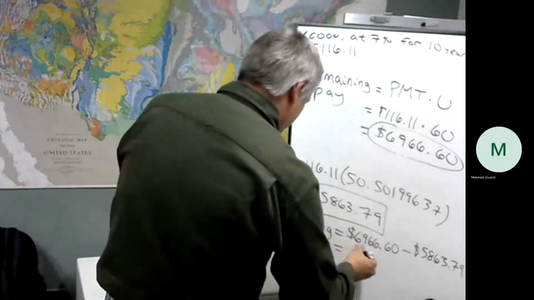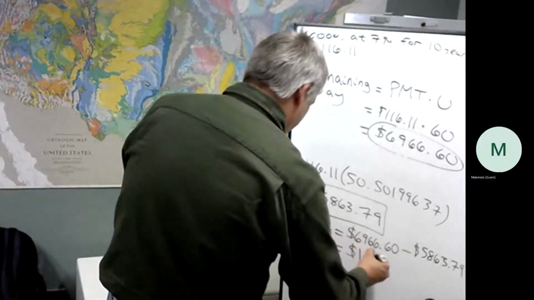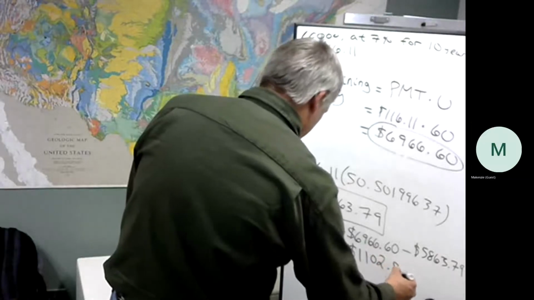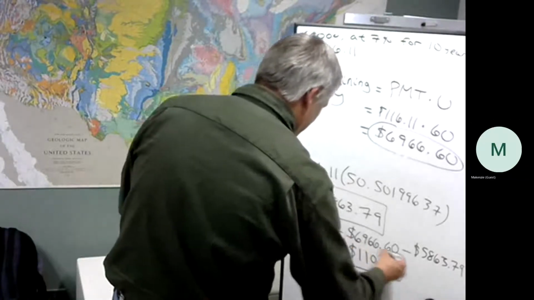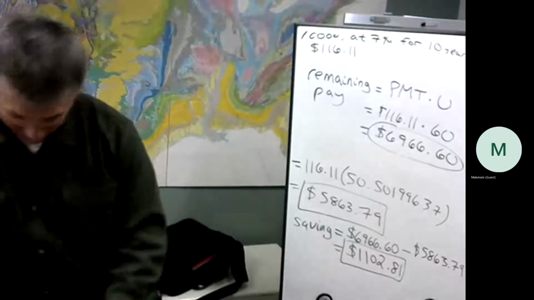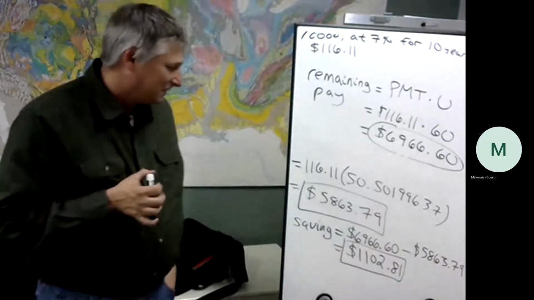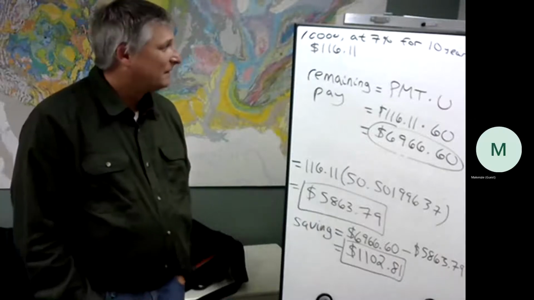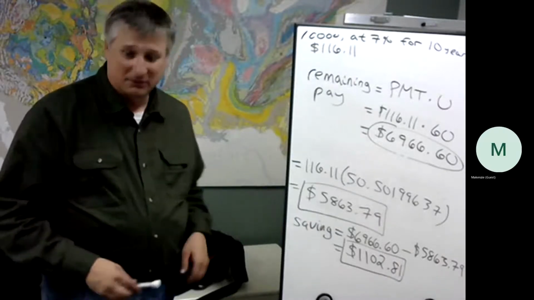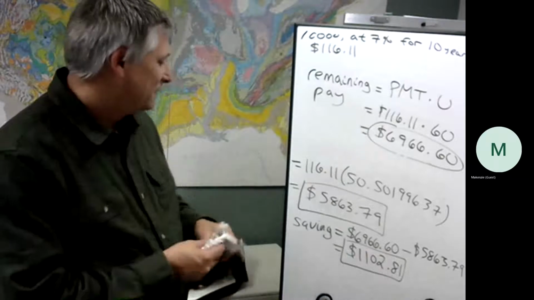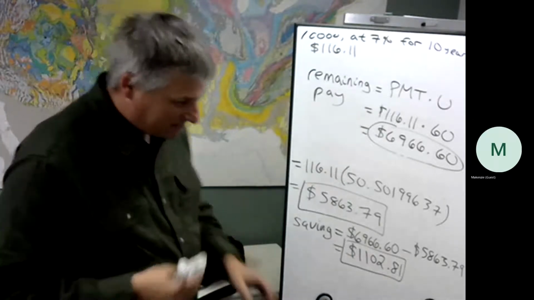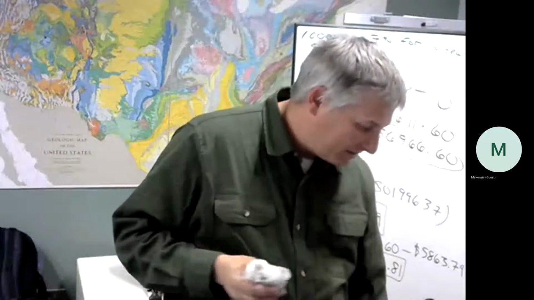And so we would save $1,102.81. That's how much we're going to save if we pay everything off now. All right, so that section, I'll move on to the next section.